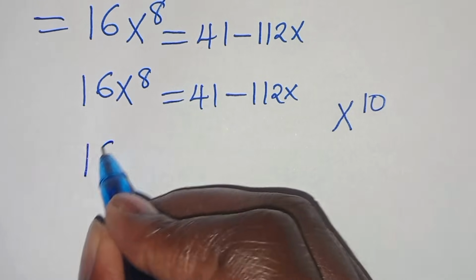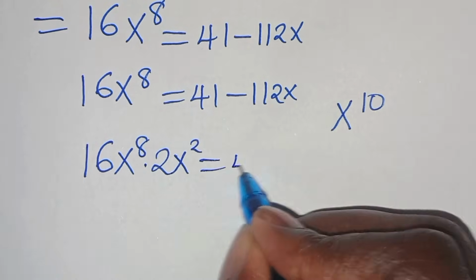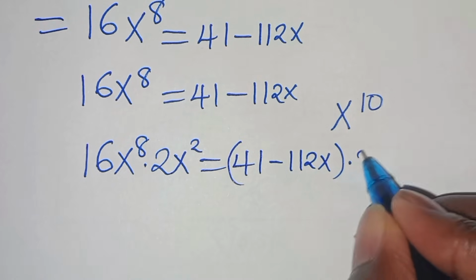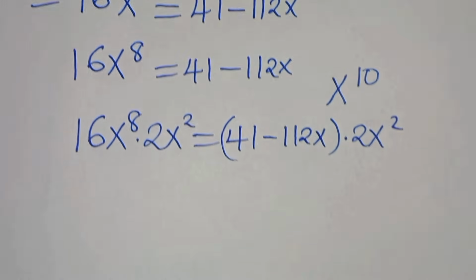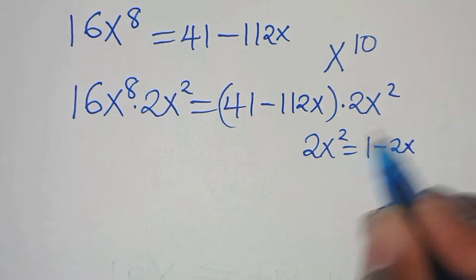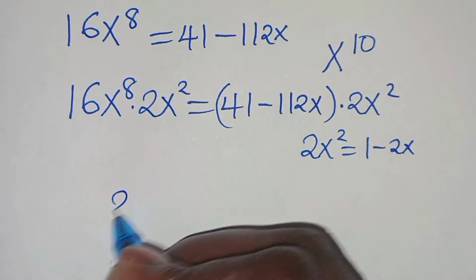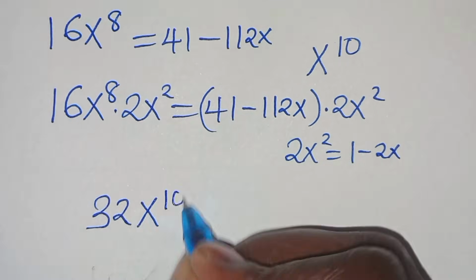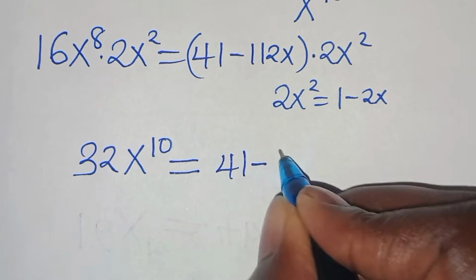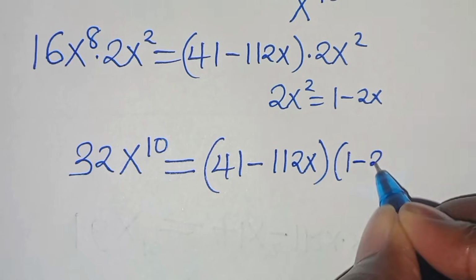So let's multiply both sides by 2x to the power of 2. This is equal to 41 minus 112x multiplied by 2x to the power of 2. We have that 2x to the power of 2 is 1 minus 2x. So let's substitute this here. So this is 16x to the power of 8 times 2x to the power of 2, this is 2x to the power of 10. This is equal to 41 minus 112x multiplied by 1 minus 2x.